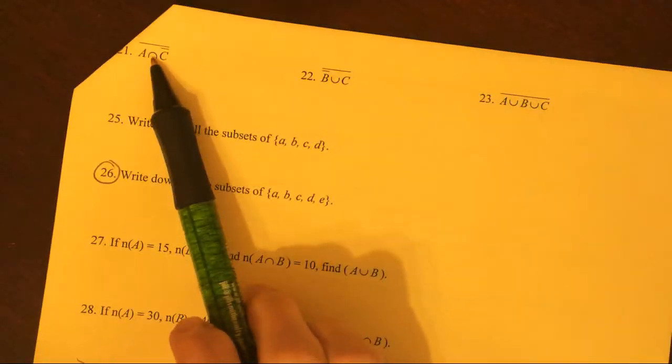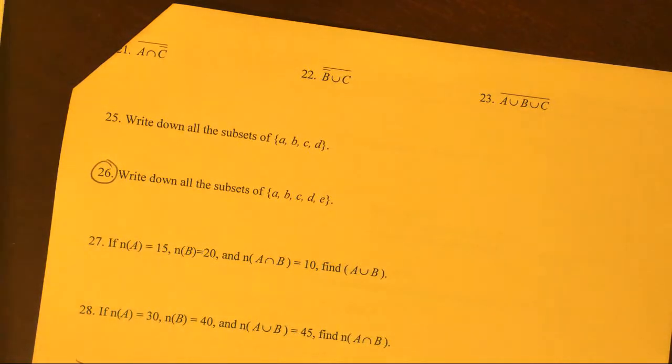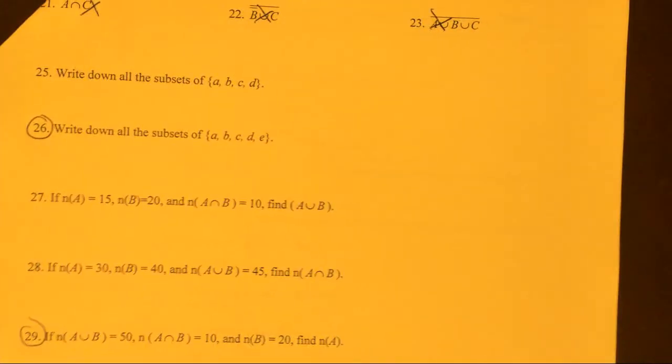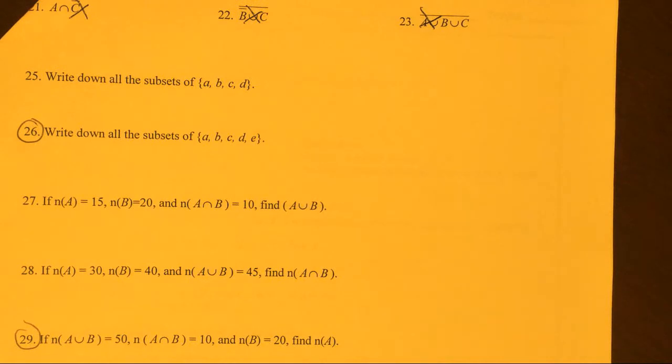You're doing the same thing on the next page. 21, 22, and 23. If you can do it on the front, you can do it on the back, so we're going to get rid of those 3 also. Okay, 25 says write down all the subsets of A, B, C, and D.